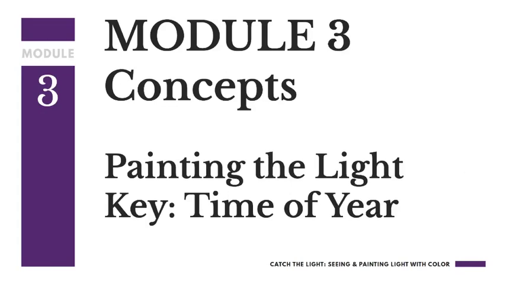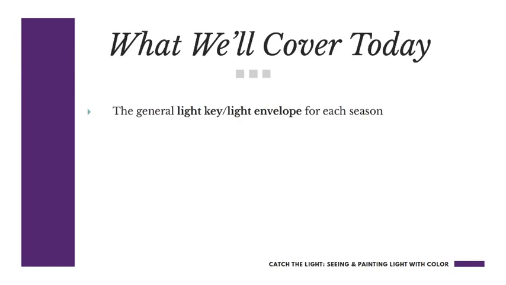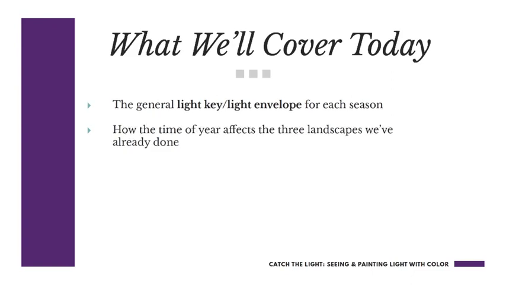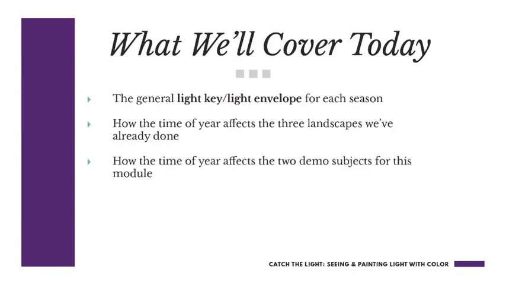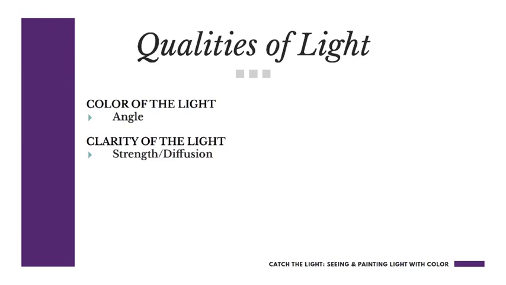Welcome to Module 3, where we're going to be talking about painting the light key and how it is affected by time of year. So what we'll be covering today is first, the general light key, light envelope for each season. Then how the time of year has affected the light and color in the three landscapes that we've already done. Then lastly, we're going to talk about how the time of year affects the two demo subjects for this module.